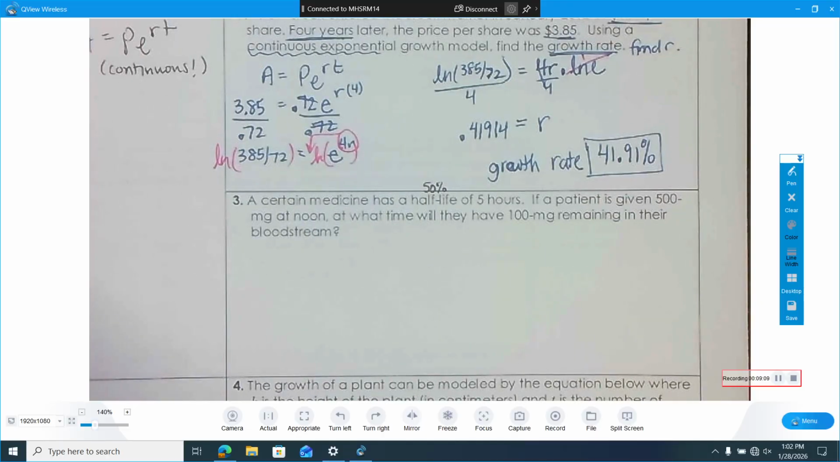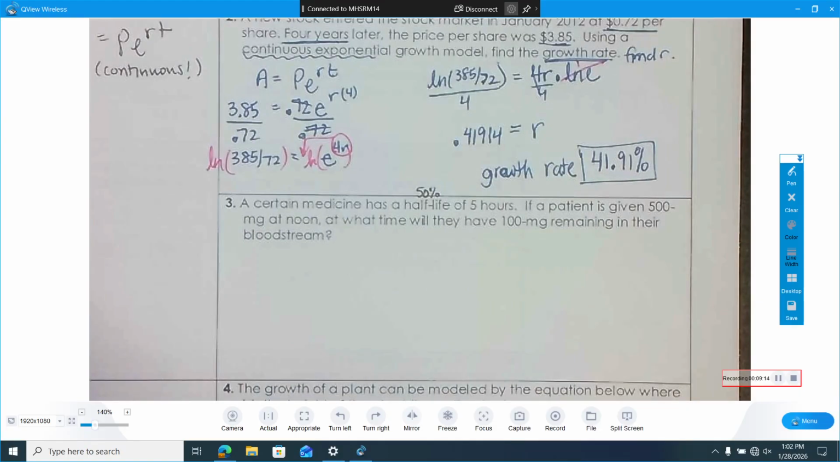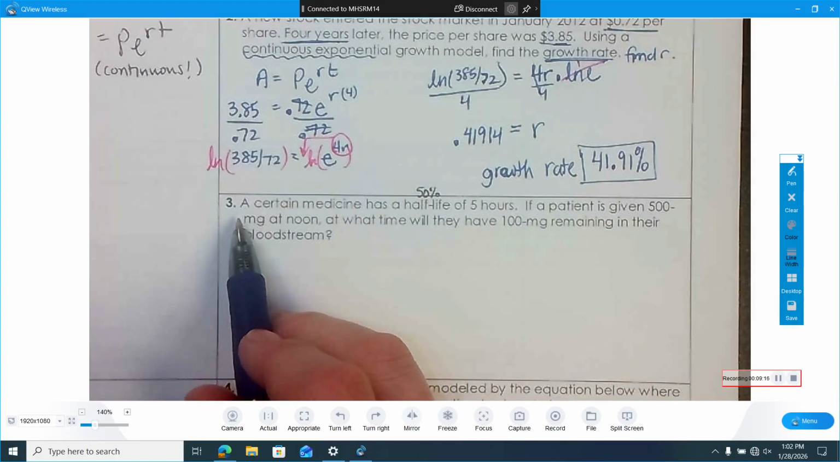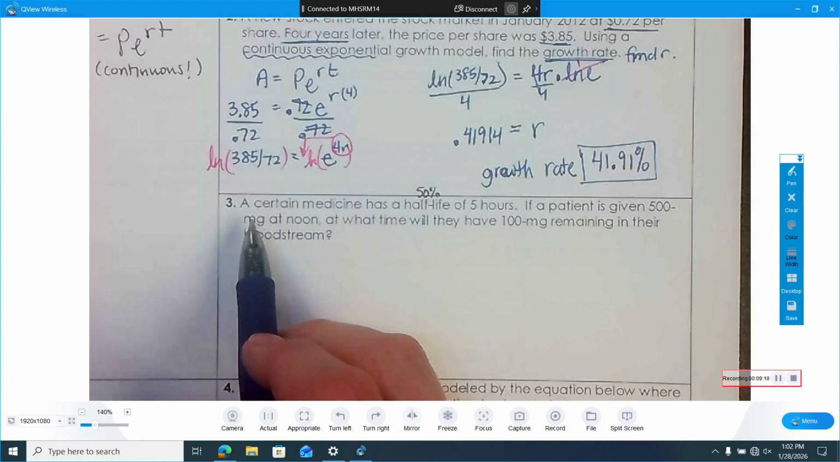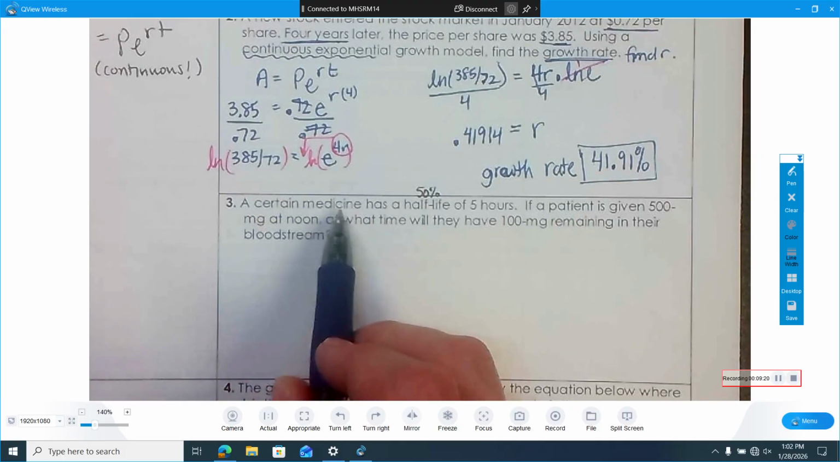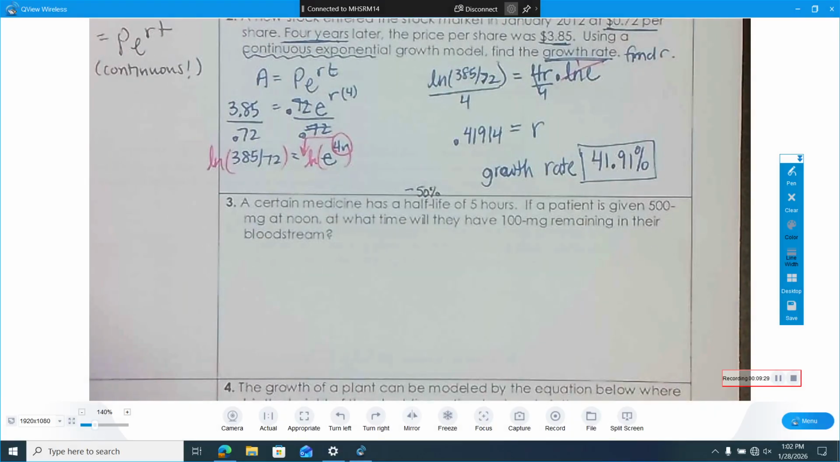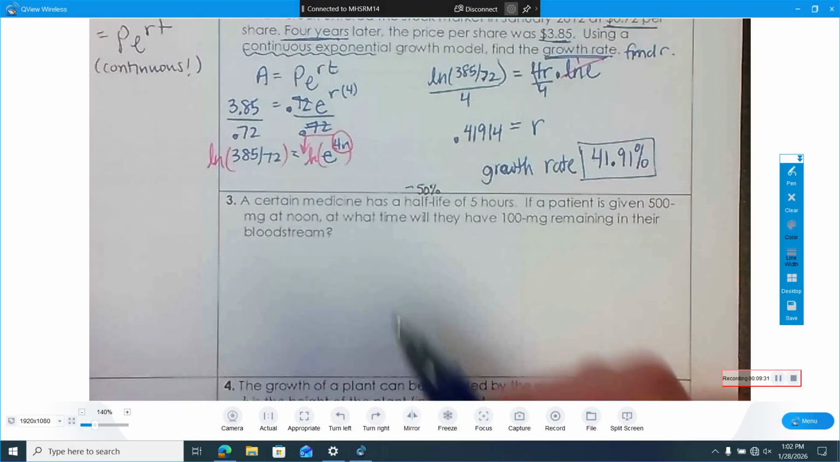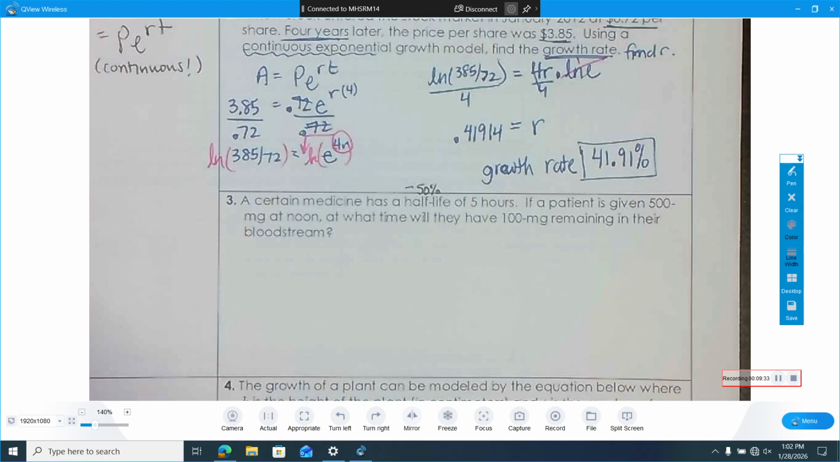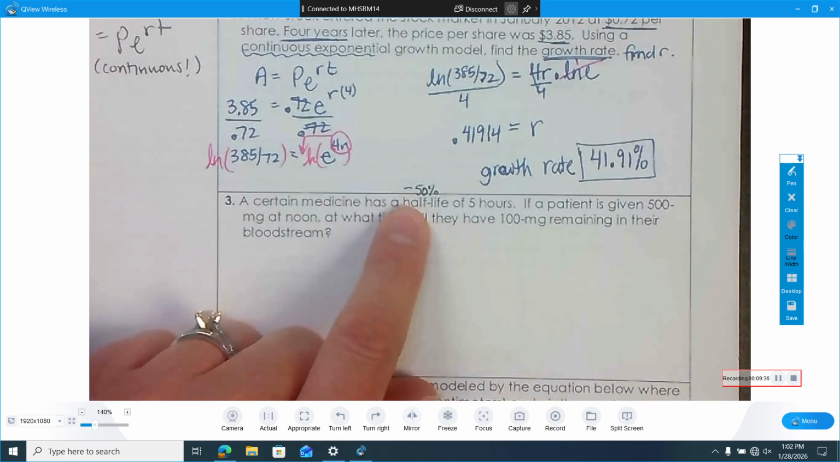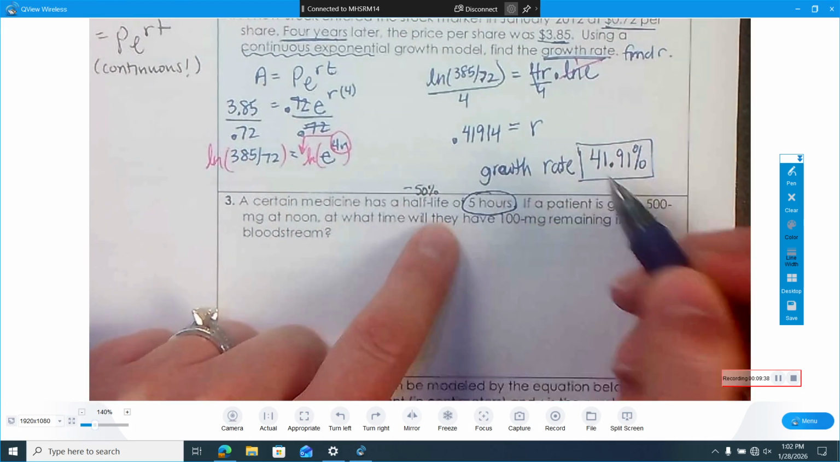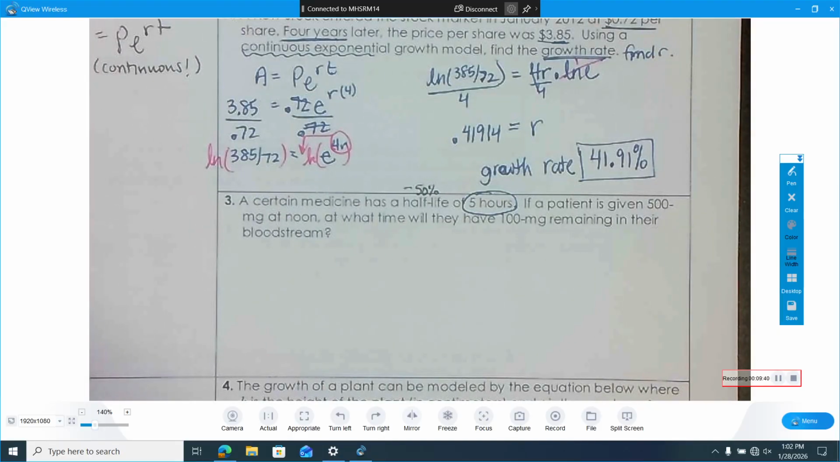Okay, I want to do number 3 because I do think you have one, and it's kind of an interesting one. We've talked about half-life before, so I'm going to show you how to think about this. A certain medicine has a half-life. So half-life, meaning we lose 50%. But we don't lose it every day or every week or every year. We're losing 50% every 5 hours. Okay, so what happens here?